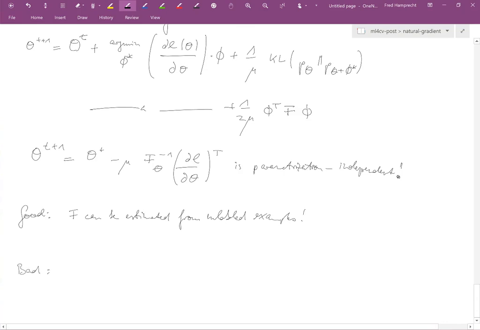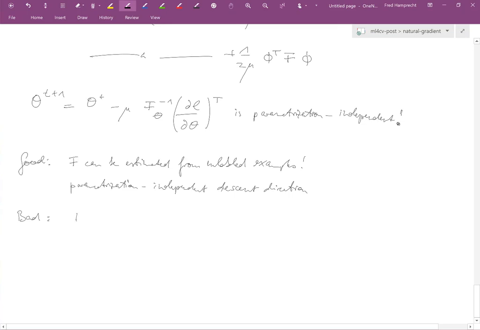What's bad? And we have this parameterization independent descent direction. What's bad is that for a real neural network, F is huge, so we cannot even store F, and inverting it is also too expensive, is prohibitive. And moreover, F, if we don't have many input samples, even unlabeled ones, can be difficult to estimate reliably because there are some subtle effects here.